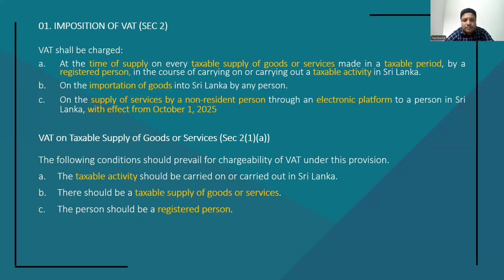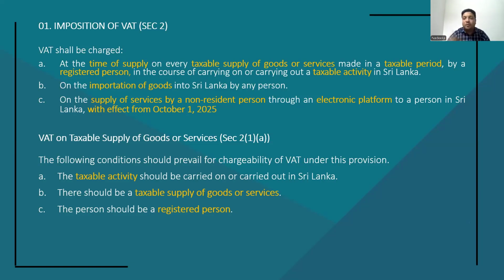Right. Number 2, or B: VAT shall be charged on the importation of goods into Sri Lanka by any person. You don't need to be a registered person to import goods. So on the importation of goods also, VAT shall be charged. Now, if you look at A and B here, under B we have importation of goods. Under A, we have supply of goods and services. So what is missing in B? Importation of services is not there, right? But supply of services is covered within Section 2A.